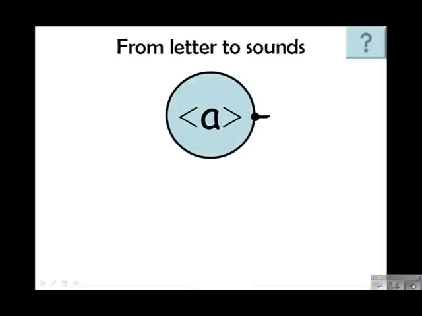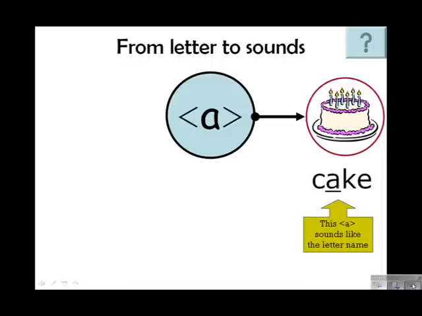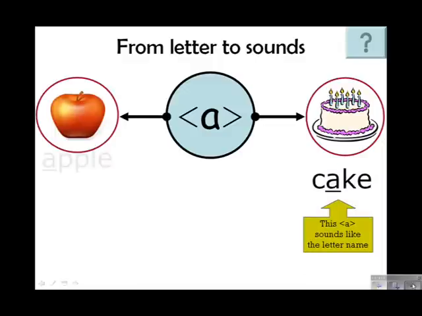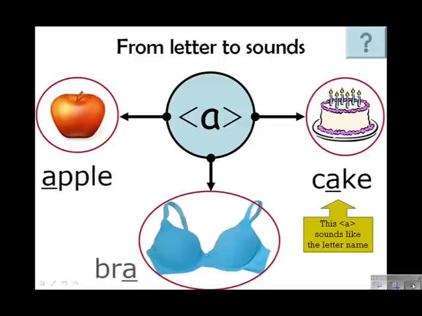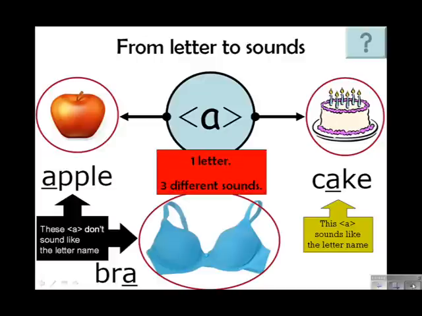Let's now look more closely at some of the vowel letters and see what they sound like in some more words. A, as in cake. Here this A in cake sounds like the letter name. Also apple. And even bra. Together there are 3 different sounds, and one of them is like the letter name, cake, but the other ones aren't. 1 letter, 3 different sounds.